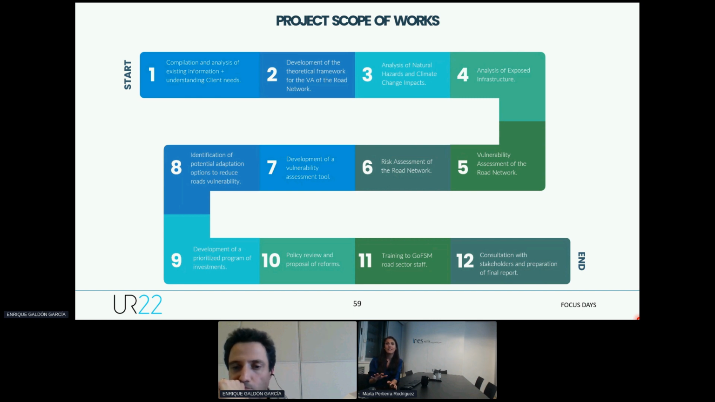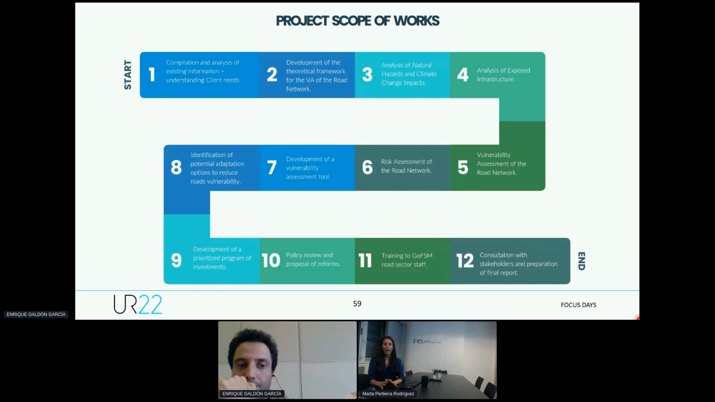With all that data, the framework and the hazard maps, we fed everything into the vulnerability assessment tool, which is number 7, that started development at the beginning of the project, so that we can run the vulnerability assessment, which is number 5, and the risk assessment, number 6.